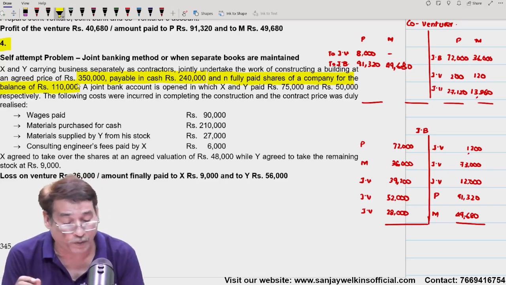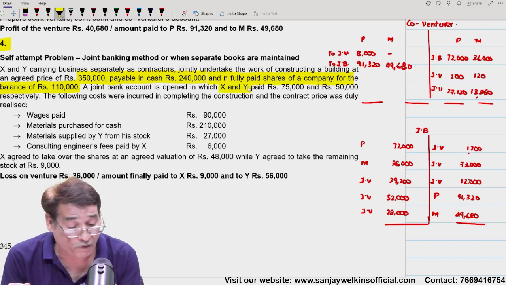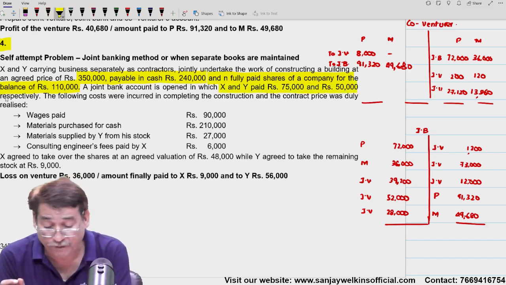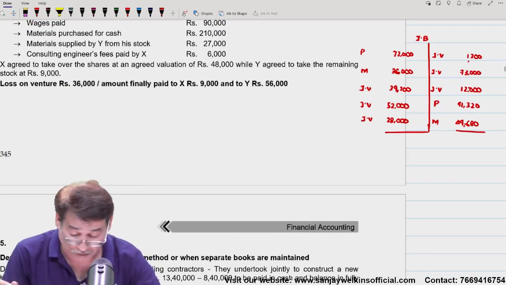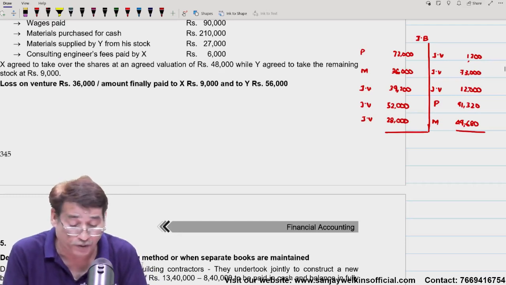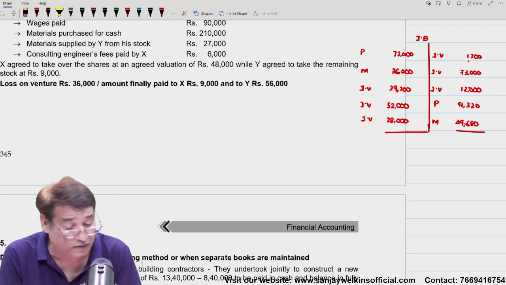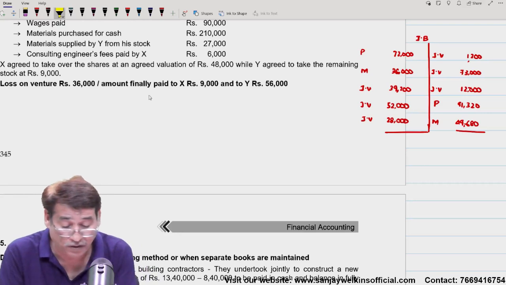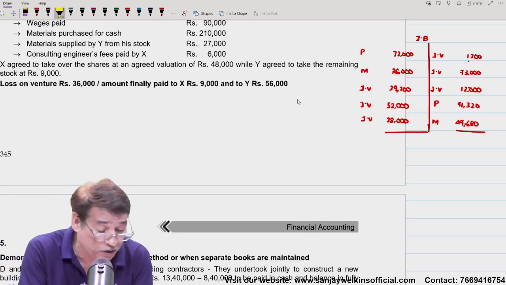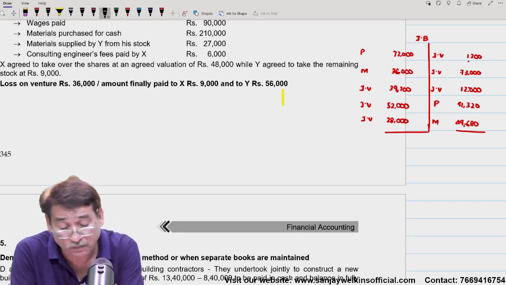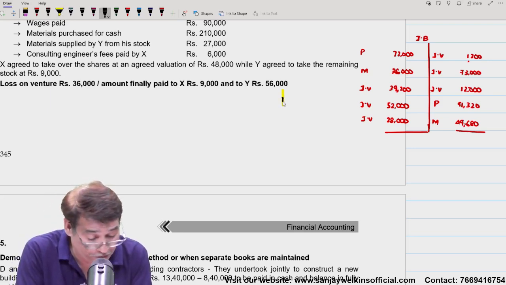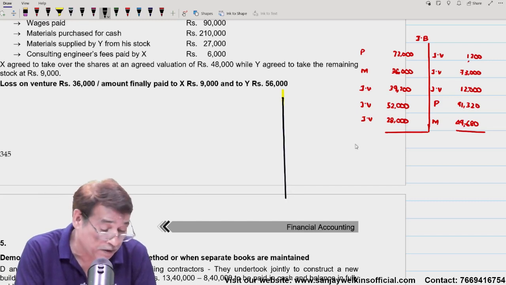So you will have to prepare a share account. X and Y paid 75,000 and 50,000 respectively in a joint bank account. Correct? So those three accounts you will have to prepare here also in this particular case. This is your joint venture account. Correct?